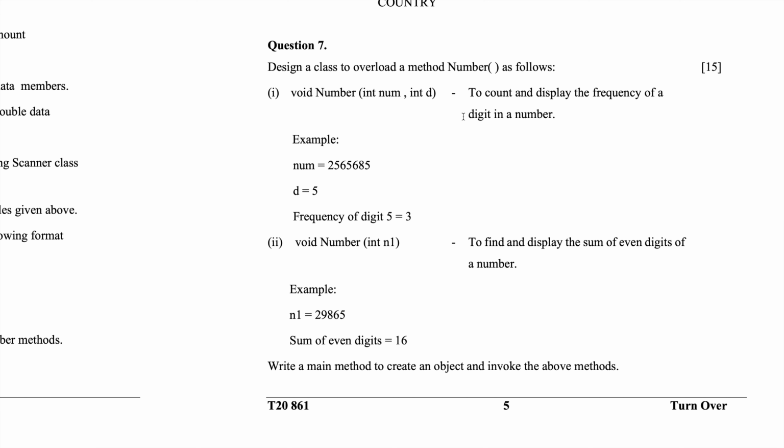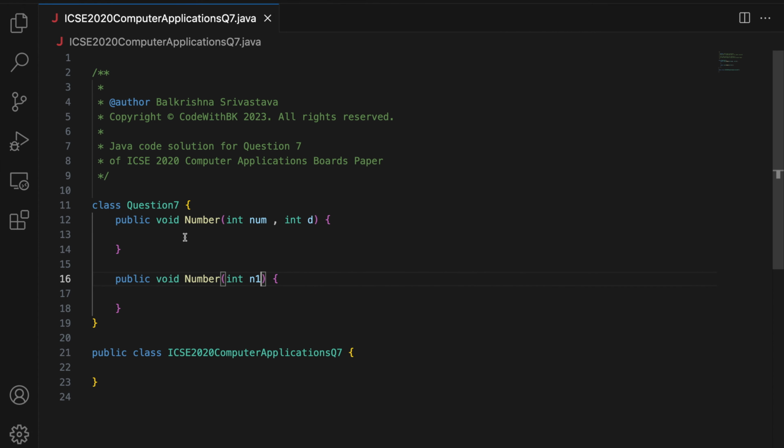Okay, all right, so the first number method takes num, d and count and displays the frequency of a digit in a number. So you have to count how many times this digit d occurs in this number num. Okay, so to do this you can use two methods. You can use the while loop method or you can use strings. I'm going to use the string method where I'm going to convert this num into its corresponding string.